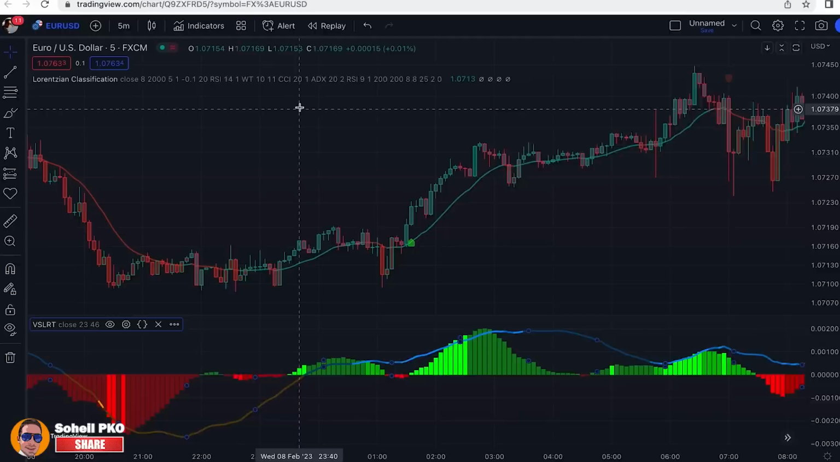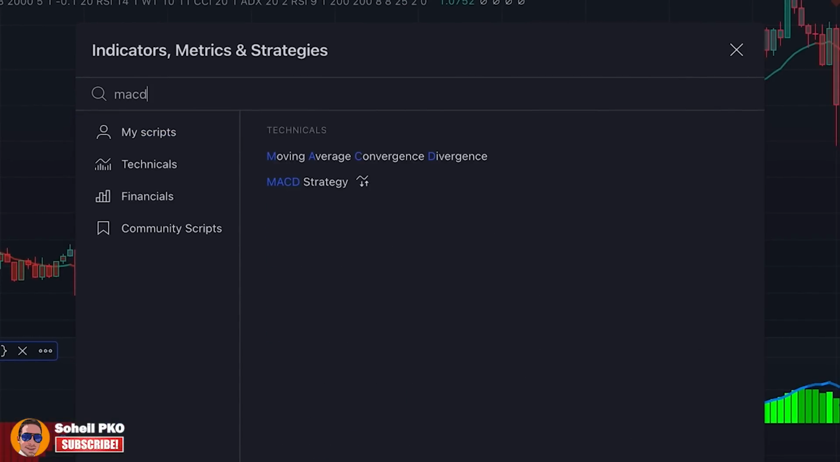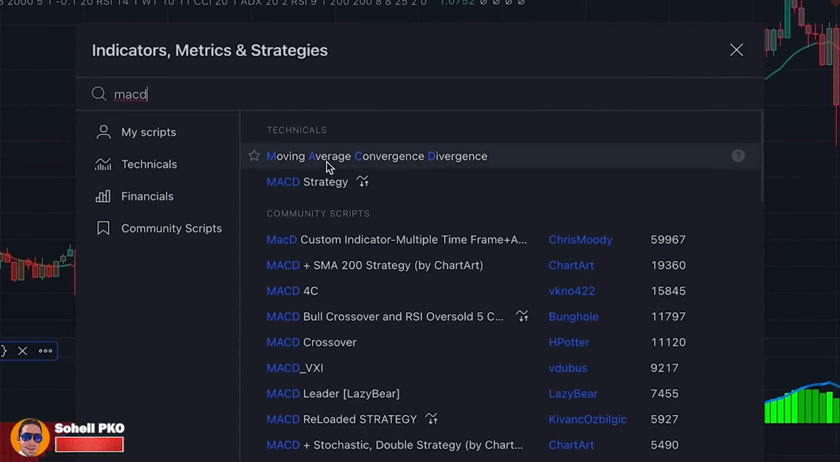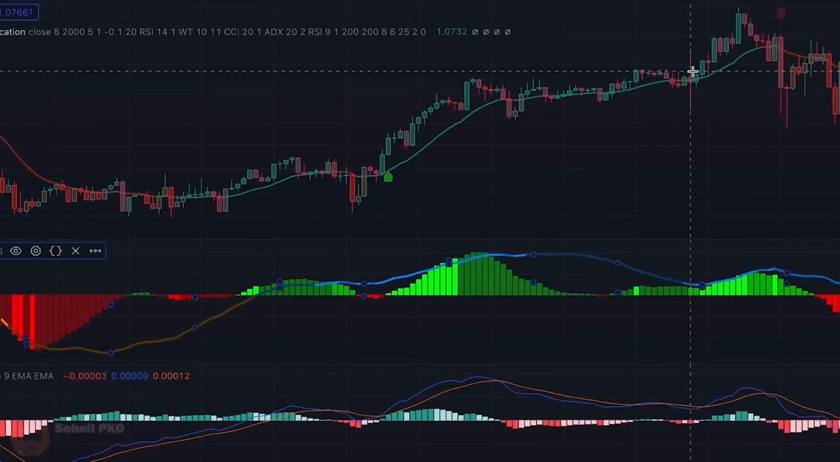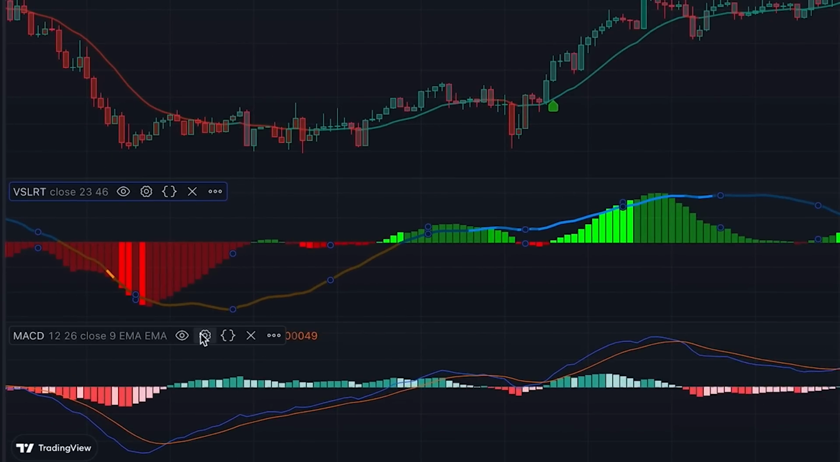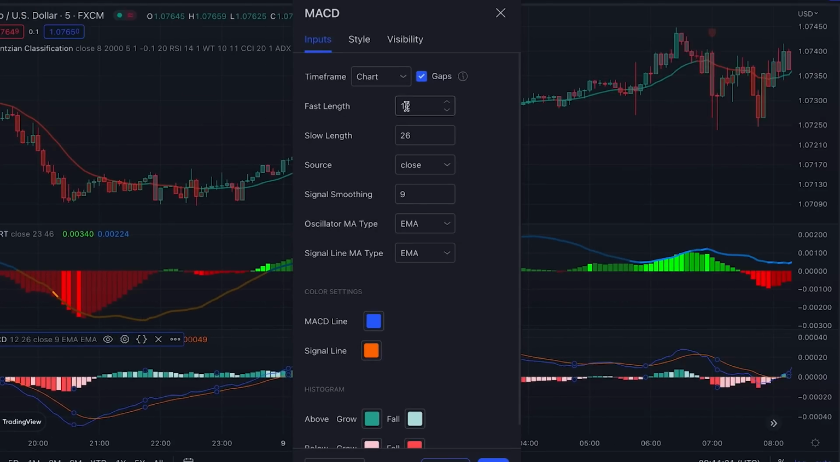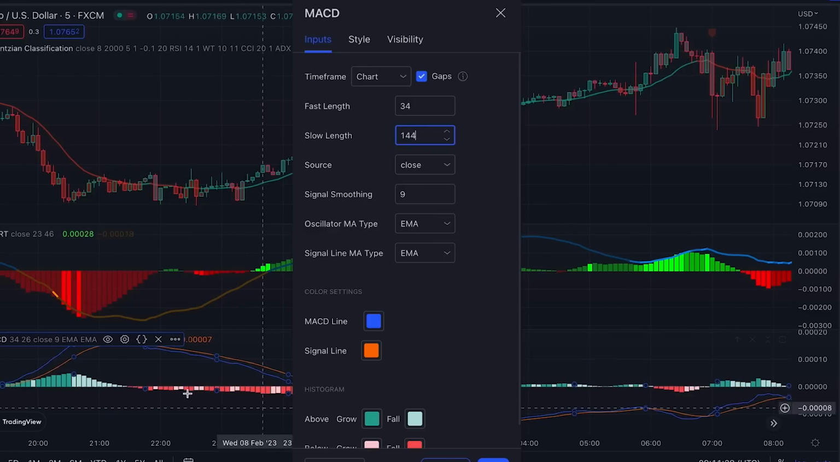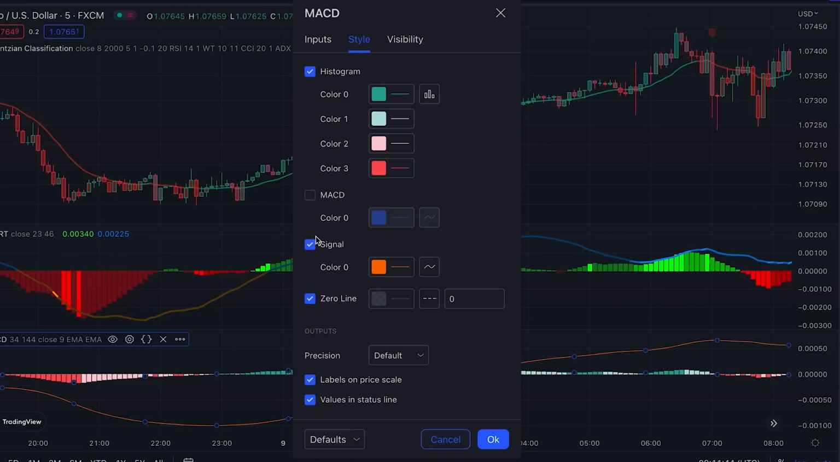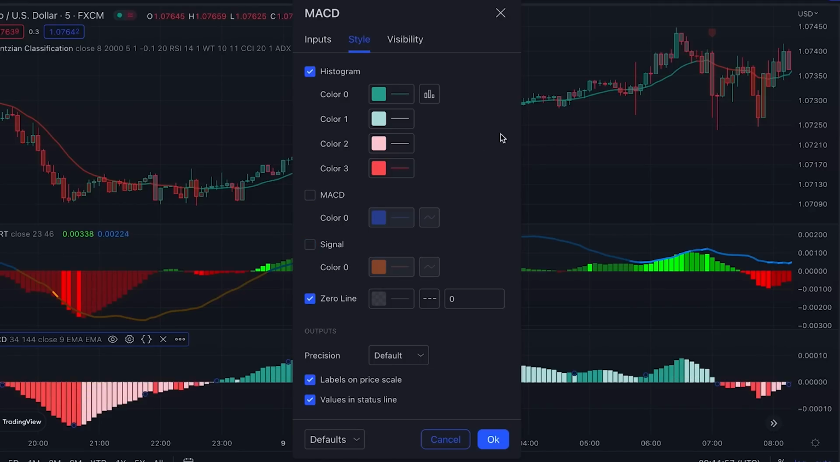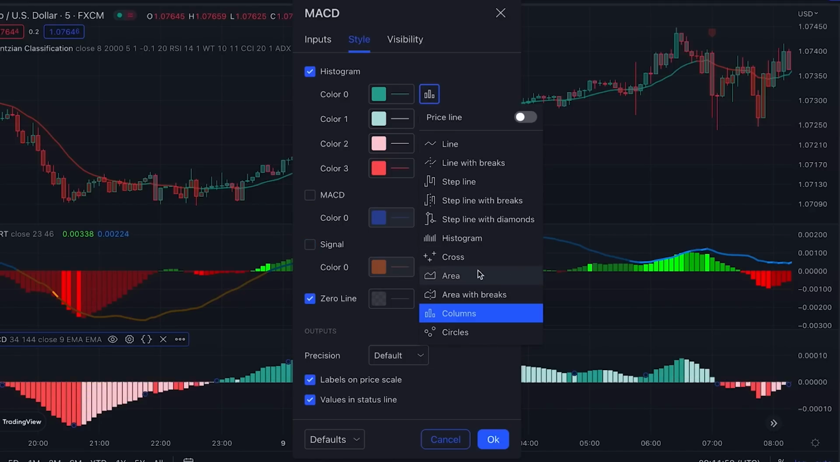And the last indicator that we should add is MACD, Moving Average Convergence Divergence, this one. And for this indicator also we must change its settings. Here for the fast length we set it at 34, and for the slow length we set it at 144. In this strategy, we only need the histogram. So here in the style tab, we uncheck MACD line and signal line. And for better visuals, we also set the appearance to area.